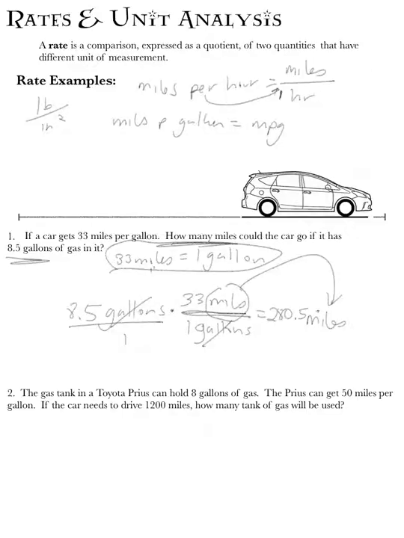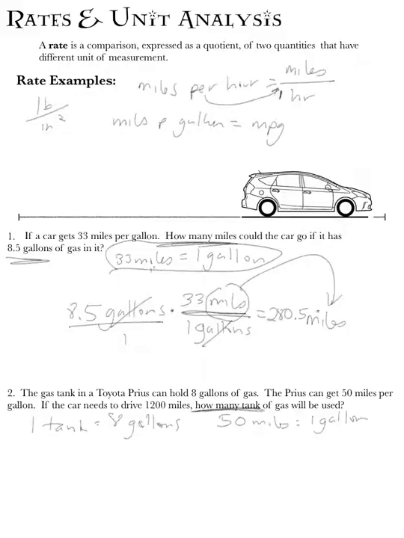The gas tank in a Toyota Prius can hold 8 gallons of gas. You're just going to have to start to recognize when they're giving you rates. One tank is 8 gallons of gas. The Prius can get 50 miles per gallon. Ooh, 50 miles equals 1 gallon. If the car needs to drive 1,200 miles, how many tanks of gas will be used?